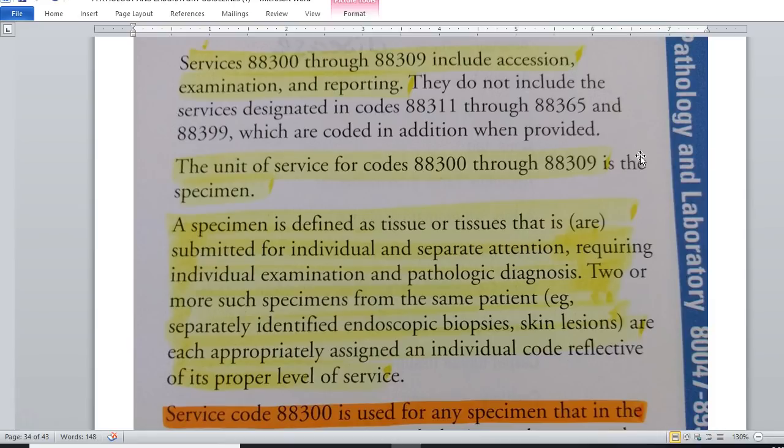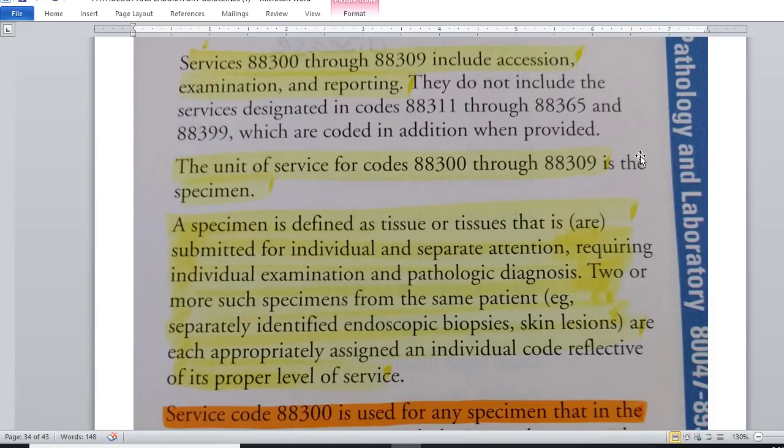The unit of service for codes 88300 through 88309 is the specimen. A specimen is defined as tissue or tissues that are submitted for individual separate attention requiring individual examination and pathologic diagnosis. Two or more such specimens from the same patient, like separately identified endoscopic biopsies or skin lesions, are each appropriately assigned an individual code reflective of its proper level of service. So each specimen gets its own code. If they remove 3 polyps and they give specimens, 1 from each of those, then it's going to be the code times 3.